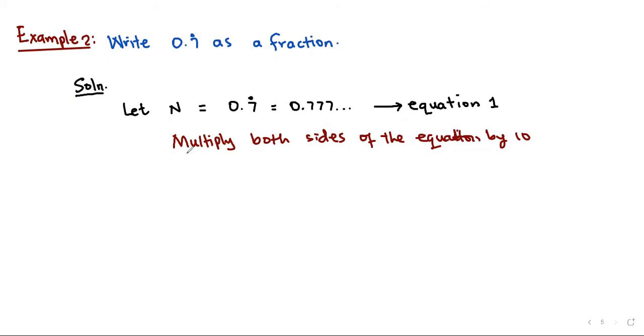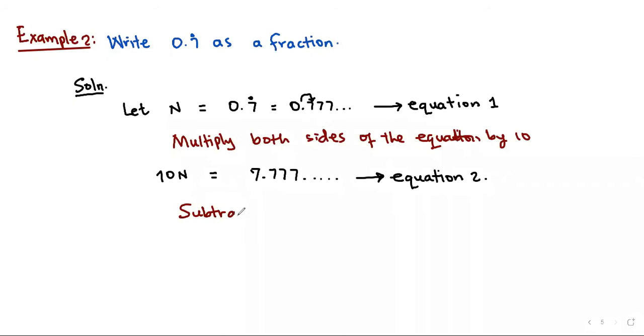So if we multiply by 10, 10 times n, we will get 10n. And 10 times 0.7 repeating, it means that the decimal point will skip one digit. So instead, we will have 7.777 repeating. And we can call this equation number 2. So in the next step, we are going to subtract equation 1 from equation 2.